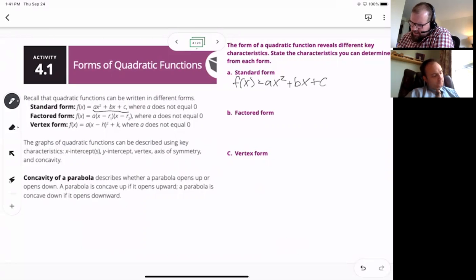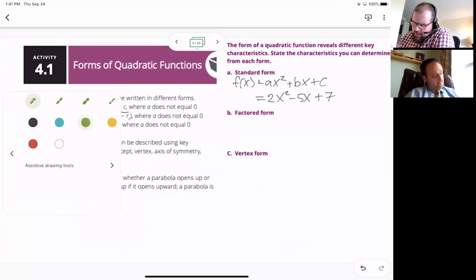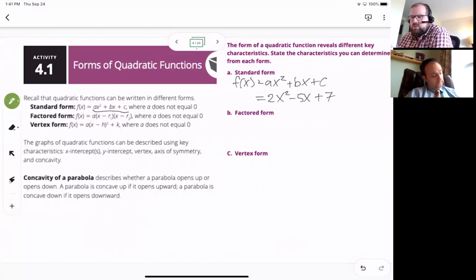An example of this would be something like 2x squared minus 5x plus 7. I could find the y-intercept of that really easily. Yeah, I was going to say, my favorite thing about standard form is that the y-intercept is really easy to find. How would you do that, Mr. Butterworth? Well, the y-intercept is on the y-axis.